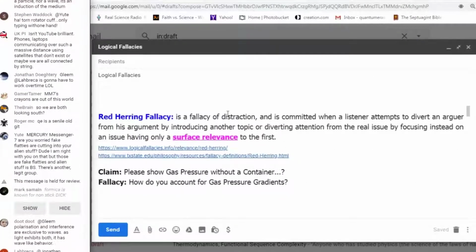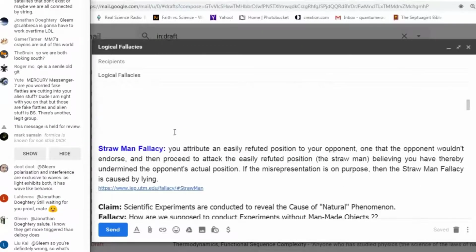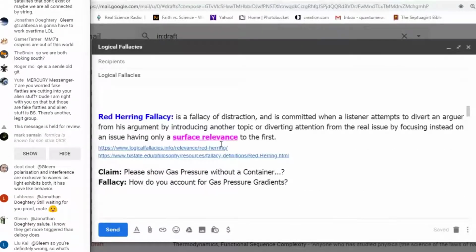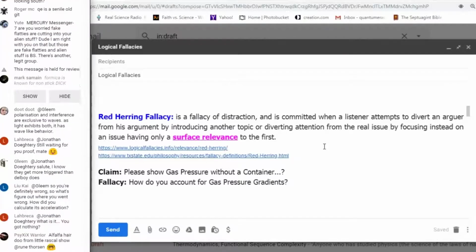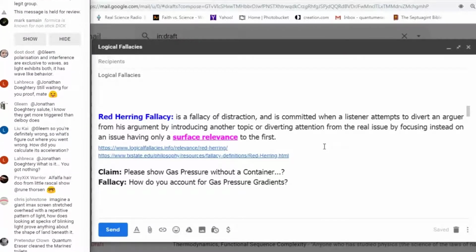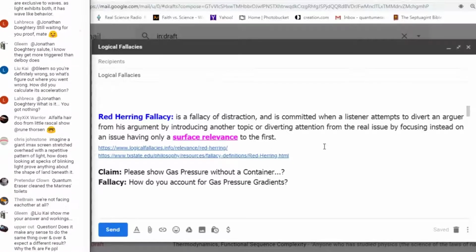A lot of them are mixed up with red herring fallacies. They're pretty close, straw man and red herring. So, a red herring fallacy. This is a fallacy of distraction, and is committed when a listener attempts to divert an arguer from his argument by introducing another topic, or diverting attention from the real issue by focusing instead on an issue having only a surface relevance to the first.